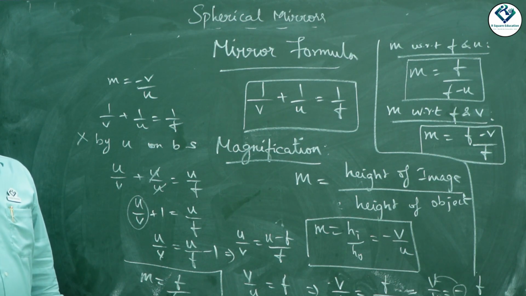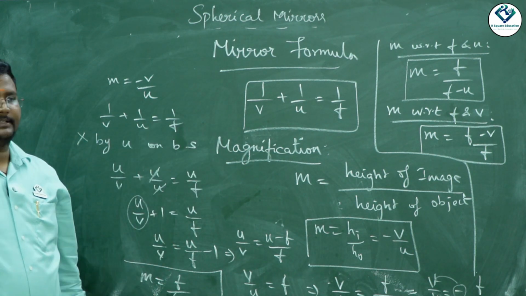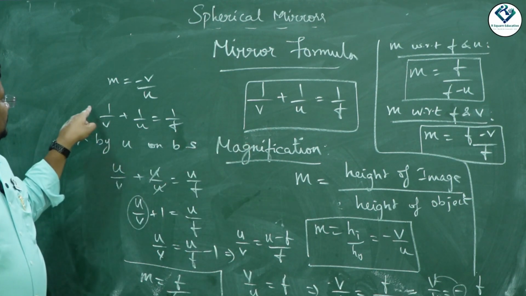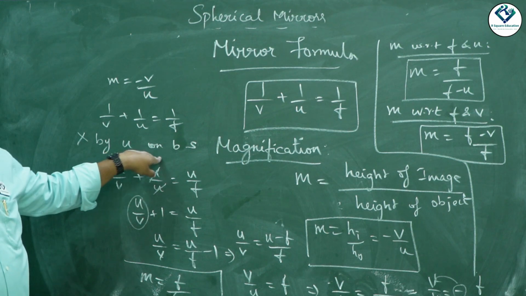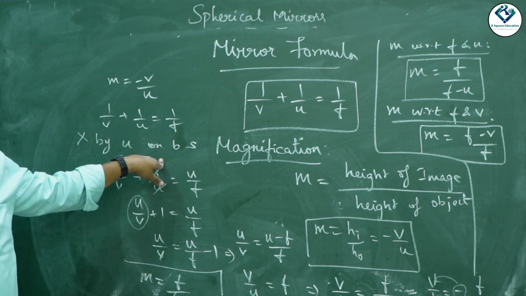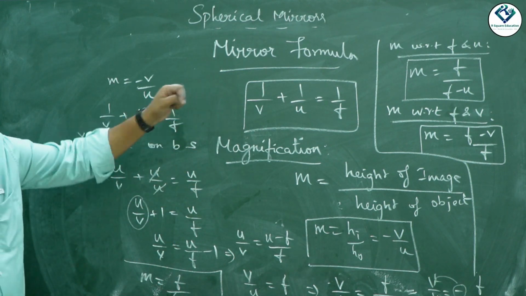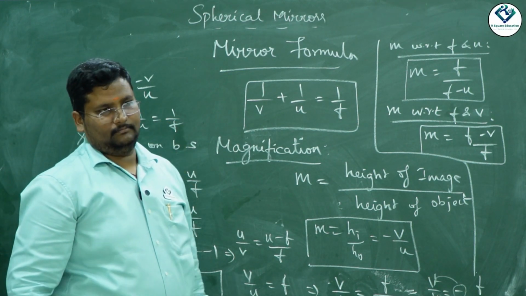Is that clear? If I require the relation between the magnification and the focal length and image distance, what will you do? You have to multiply it with v on both sides. If you multiply v on both sides, you will get the same condition, where you will find f minus v by f.